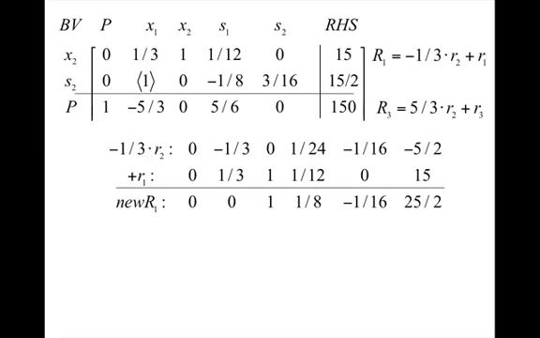1/24 plus 1/12 is 1/8. Negative 1/16 plus 0 is negative 1/16. And negative 5/2 plus 15 is 25/2.